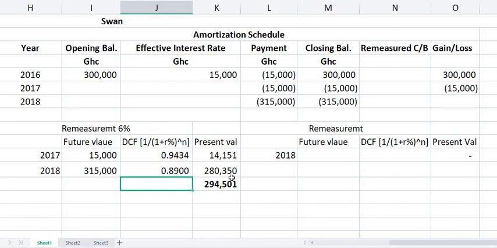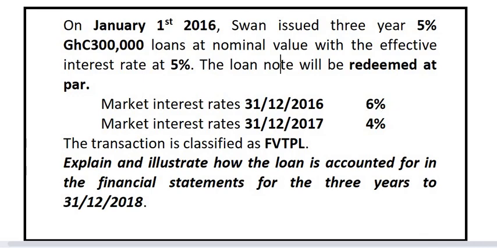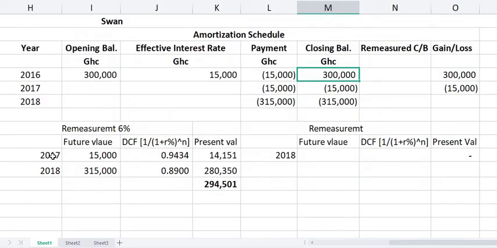So at the end of 2016, we have remeasured our closing balance because the market rate has changed to 6%, and we cannot enter 2017 with a closing balance that has the effect of 5%. We need to remeasure it to suit the 6% we are approaching. So our closing balance now becomes 294,501. So this becomes our new closing balance.